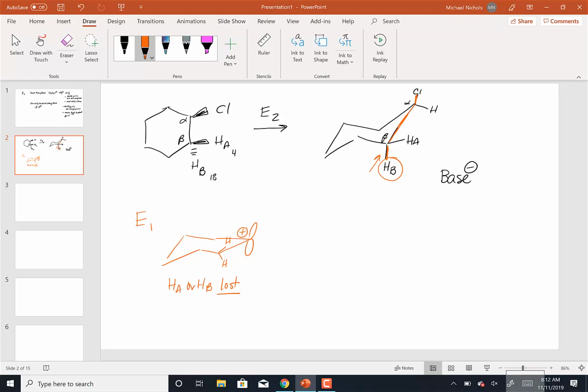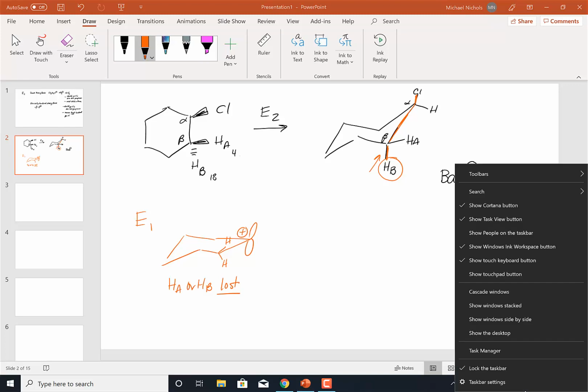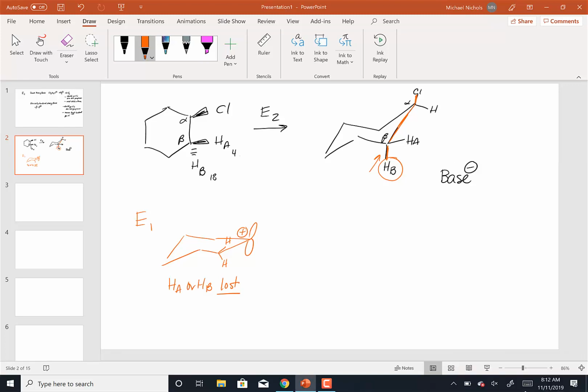And so in this case only HB is going to be removed, because it's the only one that's anti. I can twist this ring as much as I want, but I am never going to make HA anti-periplanar to chlorine. The ring doesn't twist that much. Does everybody see that?